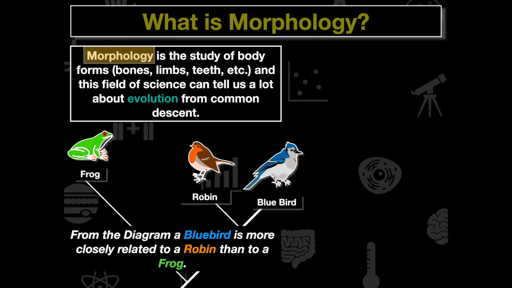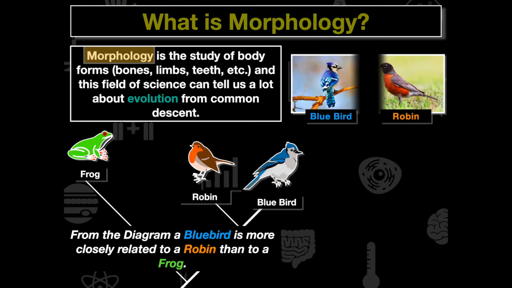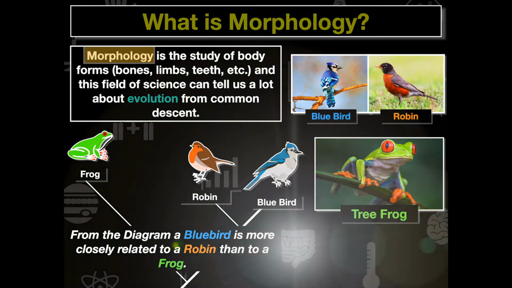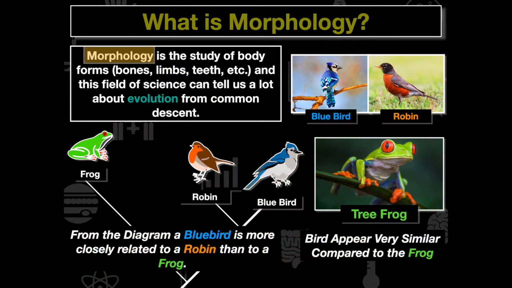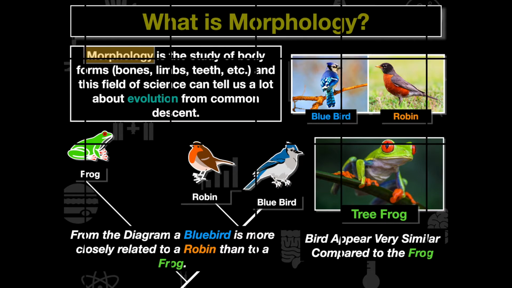So from the diagram, we can see that this bluebird is more closely related to the robin. And again, we're looking at these two pictures here. We can see that they are very similar shape. They both have beaks, they both have feathers. The colors are different, but they are going to exhibit very similar traits. Now, if we're looking at this tree frog here, the tree frog really doesn't look that similar to the birds. And we can, again, tell this based on morphology.